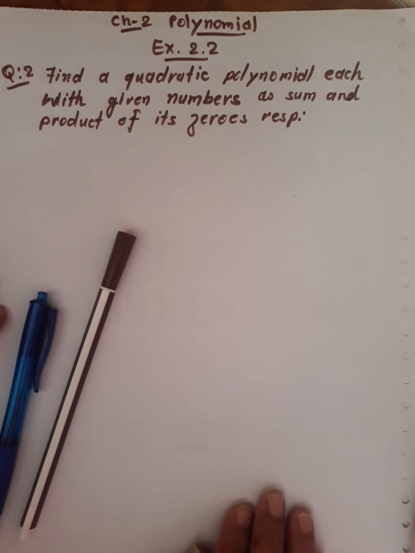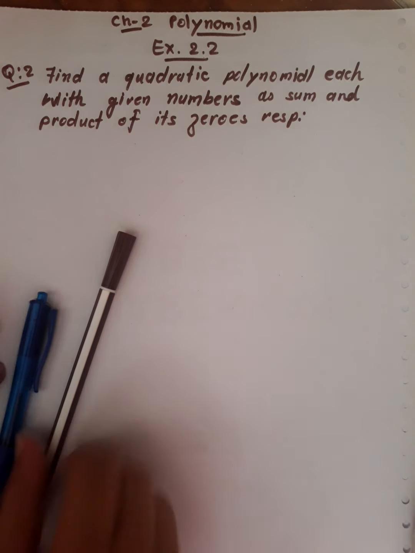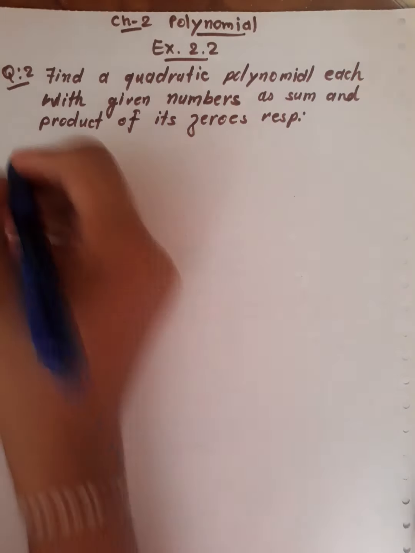In this video, we solve exercise 2.2 from chapter 2, Polynomials, question 2. Find a quadratic polynomial each with the given numbers as the sum and the product of its zeros respectively. So in this question, we are given the sum of the zeros and the product of the zeros respectively. So let's get started.